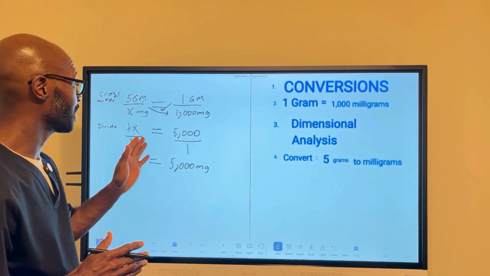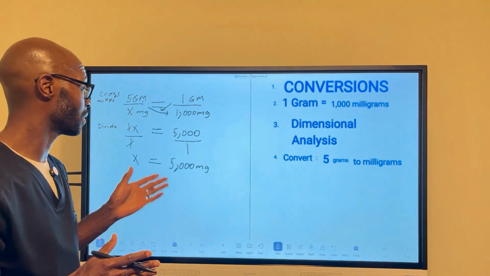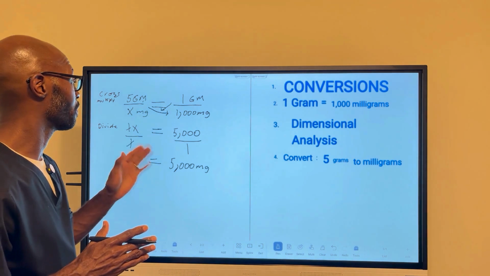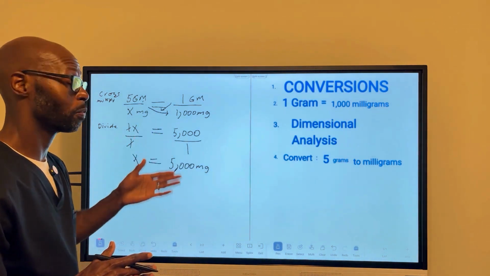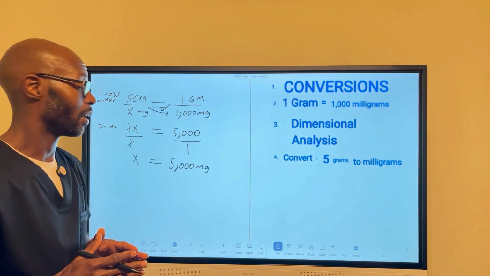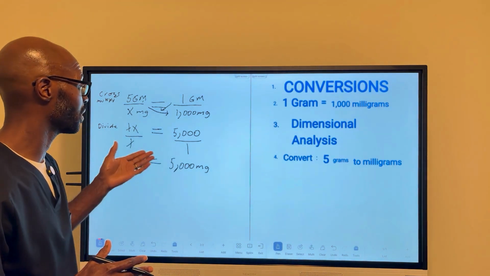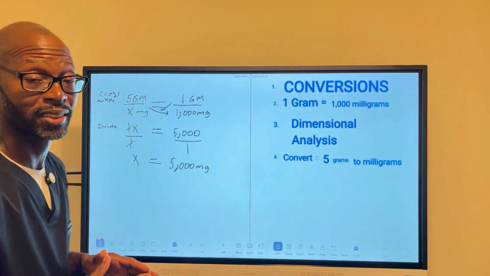All right, this is how this setup actually goes through. This example works. Whenever you're doing a conversion problem and use dimensional analysis, this is how this problem is always set up. It'll keep you on track, and you'll be able to figure this out quickly using dimensional analysis.